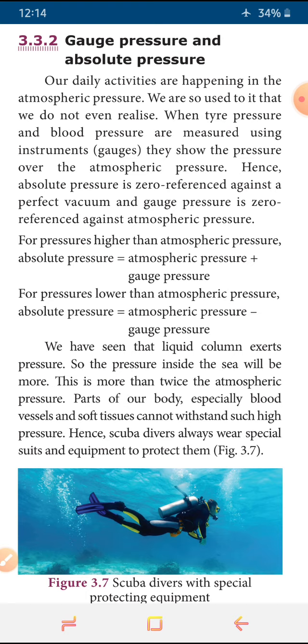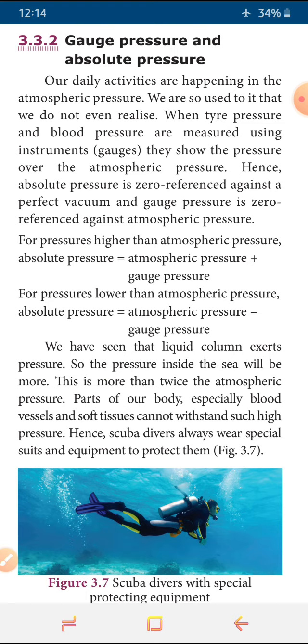The absolute pressure is zero referenced against perfect vacuum, and gauge pressure is zero referenced against atmospheric pressure. Absolute pressure is zero, perfect vacuum. Then the gauge pressure is zero with the atmospheric pressure. Okay, now we are finding the pressure higher than atmospheric pressure. Absolute pressure is equal to atmospheric pressure plus gauge pressure. Then the pressure lower than atmospheric pressure is equal to atmospheric pressure minus gauge pressure.